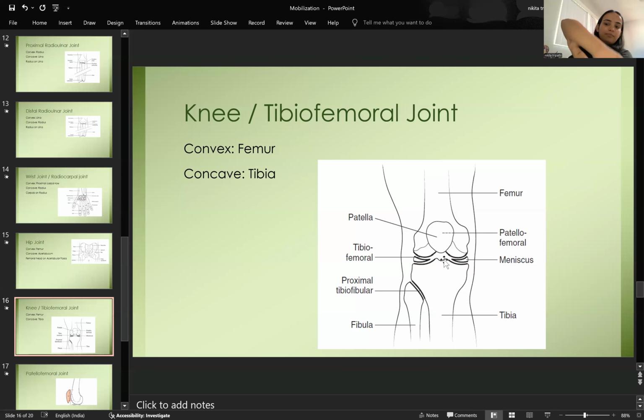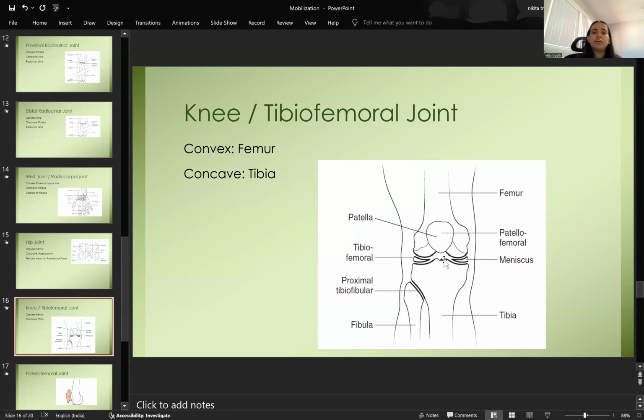For extension, I'm moving my leg in the anterior direction. So which glide should I give? Anterior. For flexion, I'm moving my leg in the backward, posterior direction. So I should give posterior glide to increase the flexion. So in open kinetic chain, for extension, anterior glide, and for flexion, posterior glide.